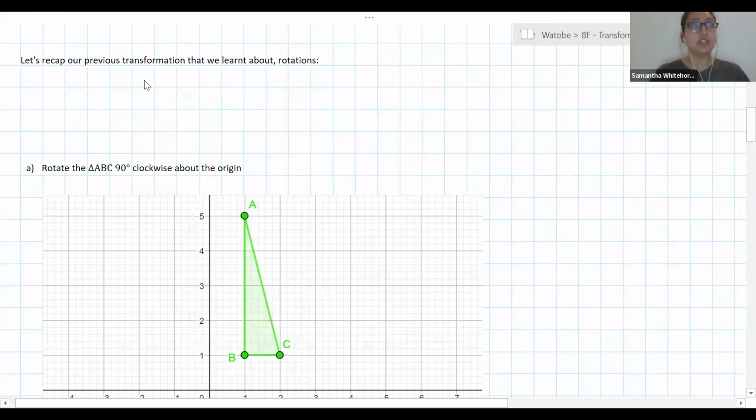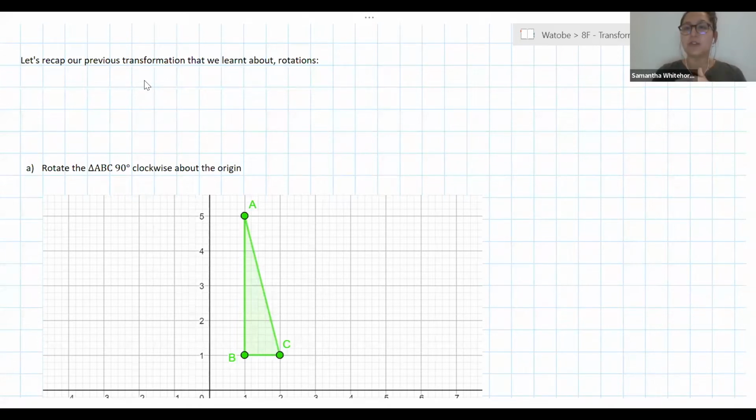Now, just to recap what we've spoken about, a rotation is when we turn a shape to change its orientation. It's sort of like attaching something on a wheel and turning it a certain number of degrees around in a specific direction in order to create a new image.